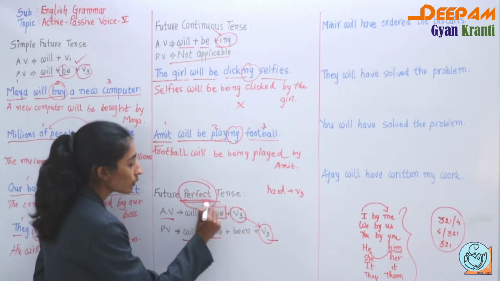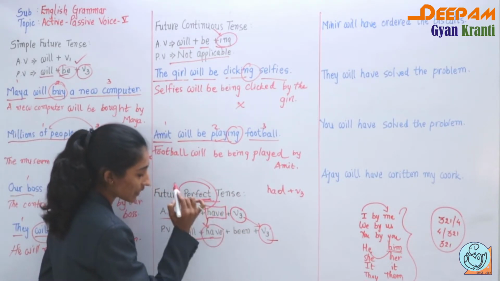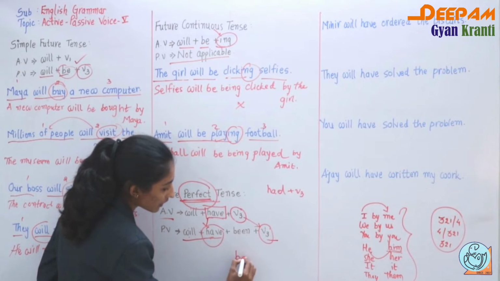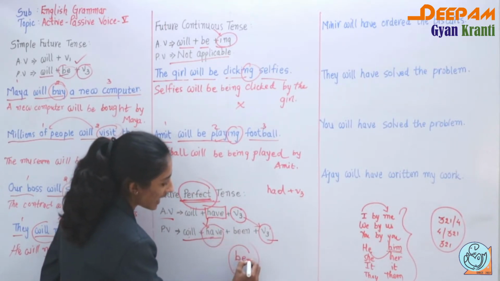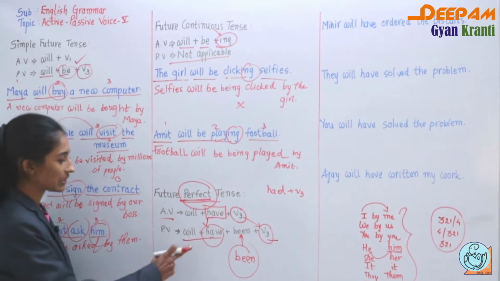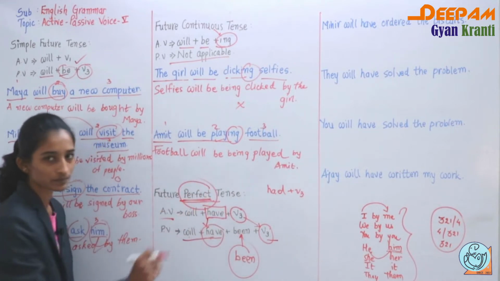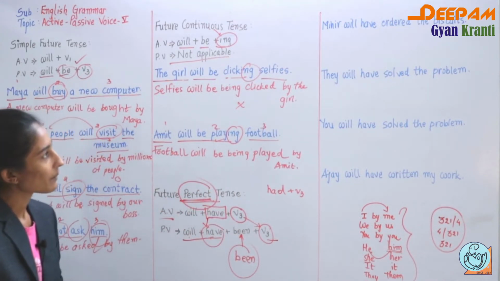Now you have to show the perfect tense, okay, and have is already given, so we have to change the perfect form of be, means the answer is been, that you have to add here. So in passive voice, the answer is will plus have plus been plus V3. Right, let's check some examples.